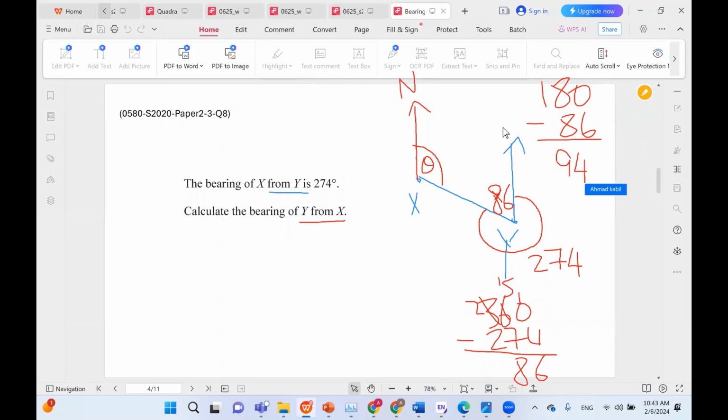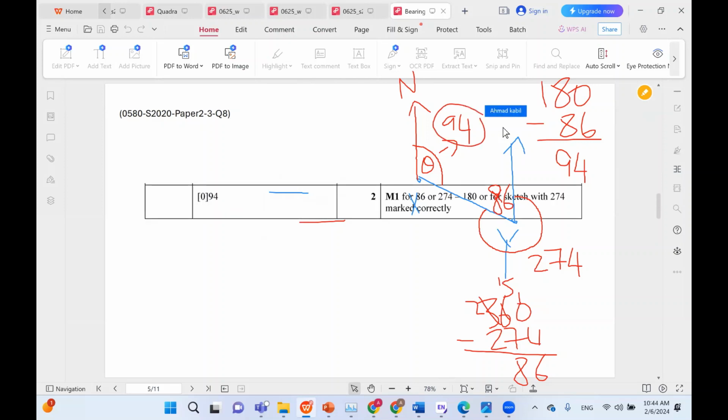So the angle theta is equal to 94 because, again, they are co-interior angles and they are supplementary. So their sum is 180. Hence, we do 180 minus 86. So the correct and final answer is 94. And this is correct according to the marking scheme.